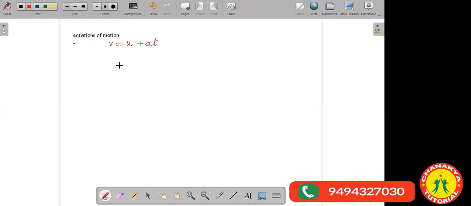See, there is no displacement. Nothing as displacement is there in this first equation of motion.